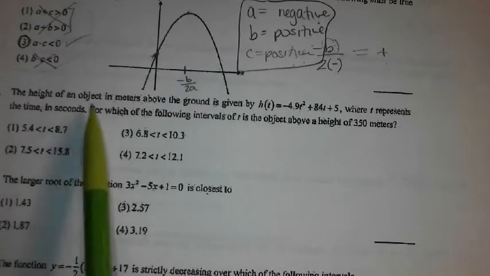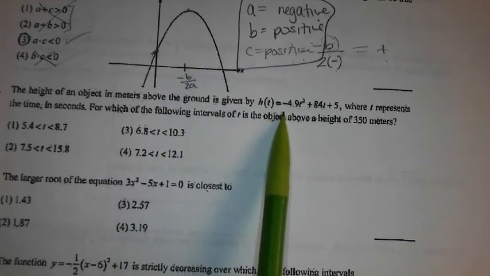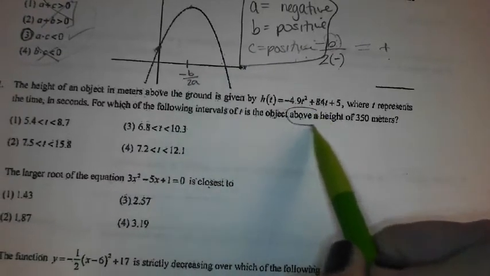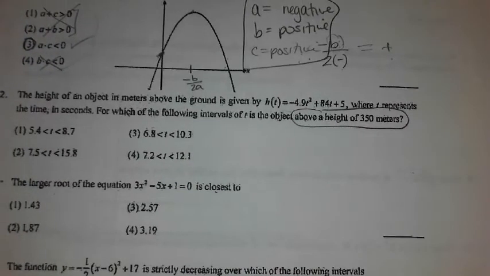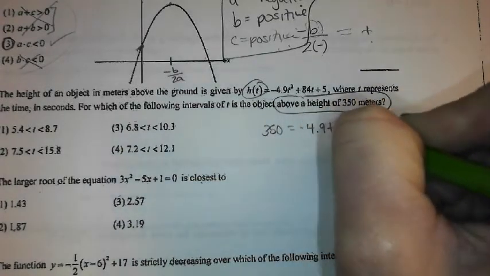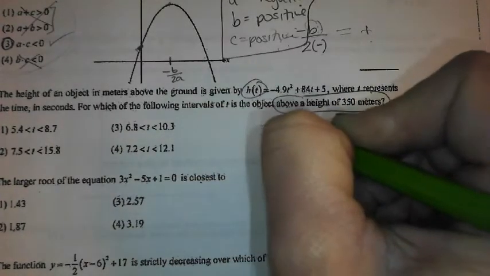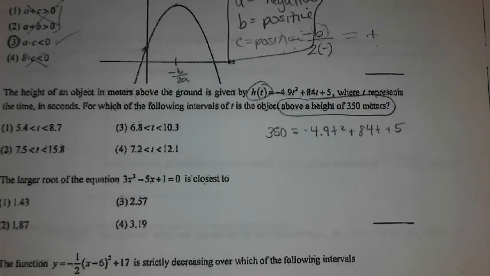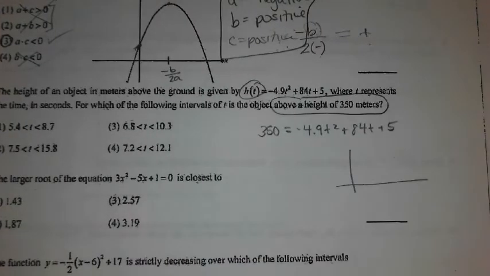Number 2 gives us the height of an object. For which of the following intervals of t is the object above a height of 350? So, a couple things here. The height they're telling you is 350, so I could throw that in there. And I'm just going to pretend this is an open response because any of these could be written as open response. If I solve this, I'll know exactly where this parabola is at 350.